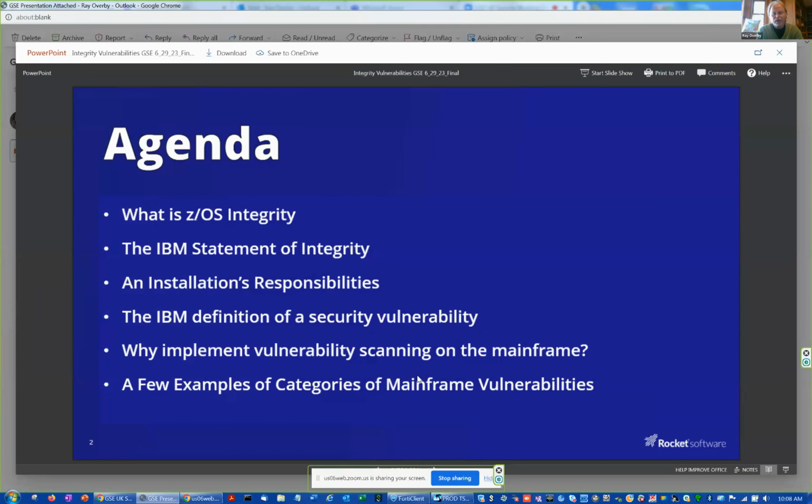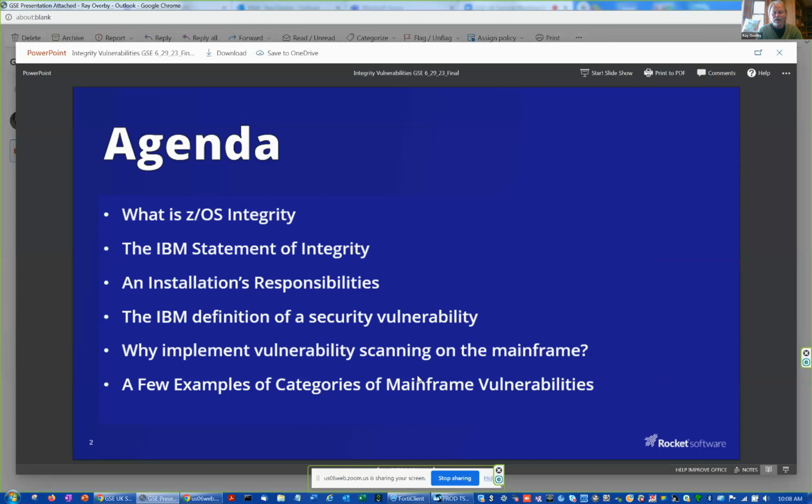Okay. So today we're going to talk about mainframe integrity vulnerabilities, and basically at the end of our talk here, hopefully you'll have a better idea of what the topic entails and have some basic groundwork to help you understand what they are and remediation and all that.